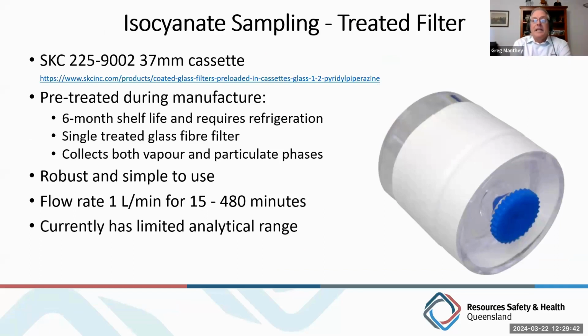With regards to sampling methodology, we used 3 different sampling instruments for isocyanates. This one was the standard 37 mm treated filter. They're pre-treated during manufacture. They've got a reasonably limited shelf life. It's a single filter that collects vapor in a particular phase, but they're very robust and easy to use, very simple to use, good flow rate, and they've got a good sample duration range in the method. So you could do a full shift, but the analytical range is quite limited for this.